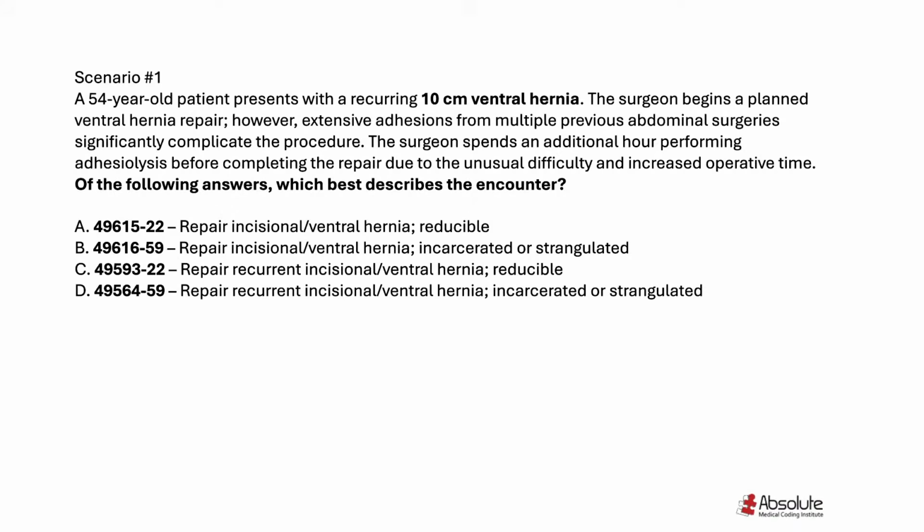Of the following answers, which best describes the encounter? A, 49615 modifier 22. B, 49616 modifier 59. C, 49593 modifier 22. And D, 49564 modifier 59. A 59-year-old patient presents with a recurring 10-centimeter ventral hernia. The surgeon begins a planned ventral hernia repair. However, extensive adhesions from multiple previous abdominal surgeries significantly complicate the procedure. The surgeon spends the additional hour performing adhesiolysis before completing the repair due to the unusual difficulty and increased operative time.